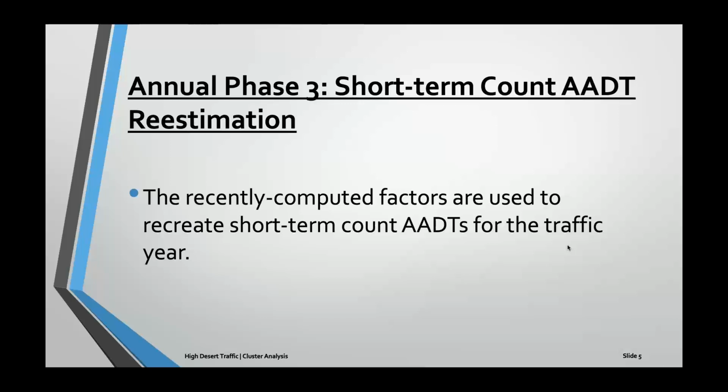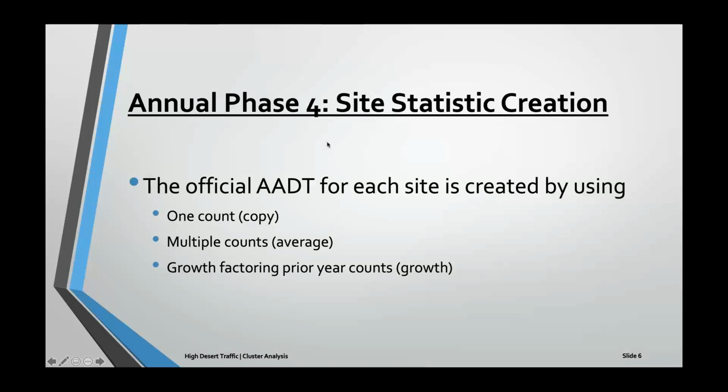Because when you ran your data throughout the year, it was estimating AADTs using prior year factors, which generally is not necessarily a bad idea, but this year, as we discussed earlier, is probably a bad idea. You want to estimate AADTs using current year data. So after phase 2, you'll almost certainly want to run phase 3 for the 2020 traffic year. And that'll go through and recalculate all those count AADTs using the current year data.